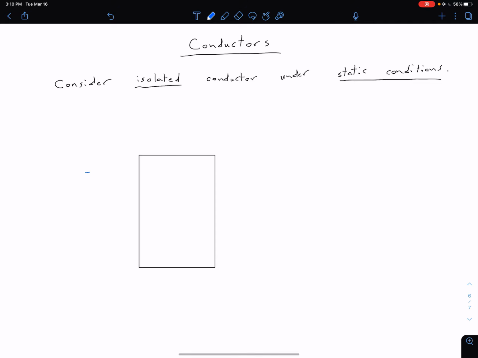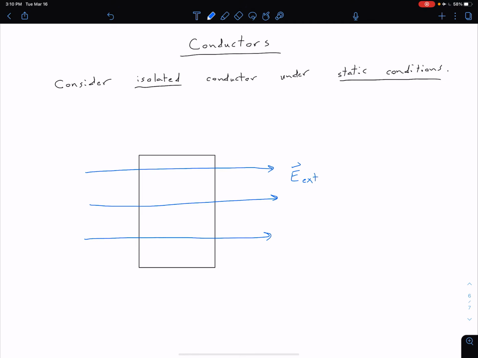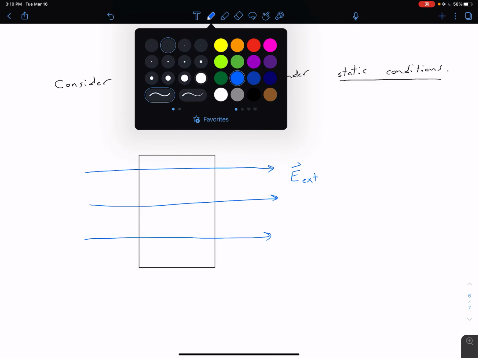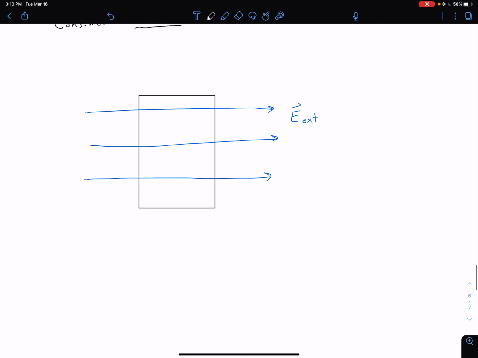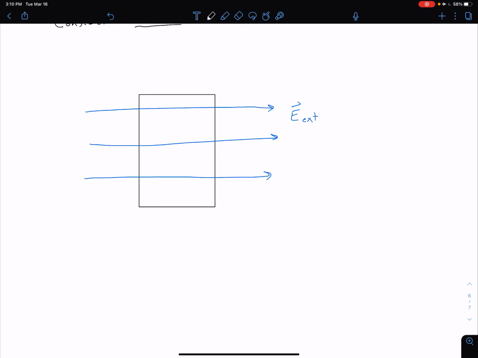So maybe we have some external electric field that looks like this. Again, this is our E external, and that's going to be time invariant. What's going to happen is that this E external is going to cause our free charge carriers to migrate very quickly.